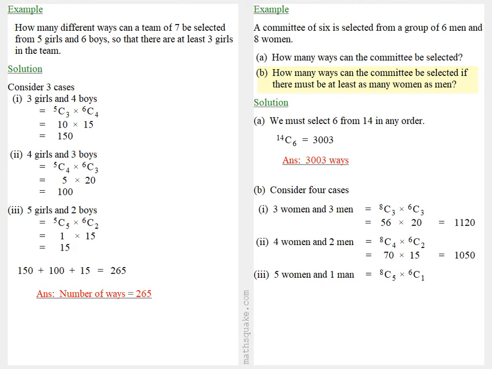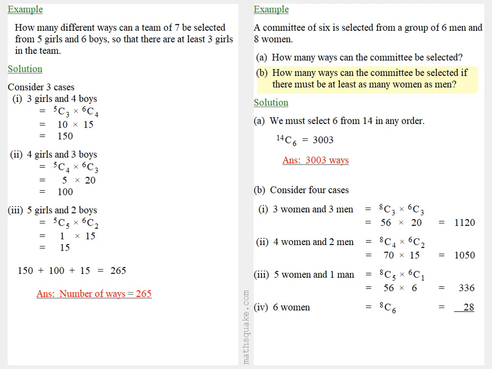If there are 5 women, then there'll be 1 man, and so that's 8C5 times 6C1, which is 56 times 6, or 336. Or there could be 6 women and no men. That is 8C6, which is 28.